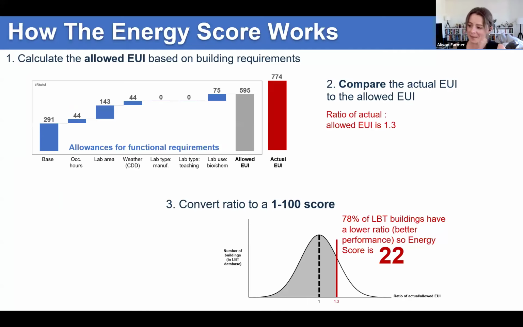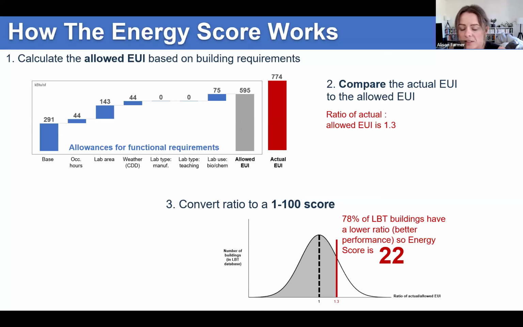However, I'm going to show you an example of how the scoring system works. So say we have a building. What we do in order to calculate its score works like this. We start by allocating it its allowed energy use intensity. We begin with a base allowance. We then add adjustment factors based on the occupied hours of the building, the amount of lab space in the building, the weather experienced during that period, and then some stuff about lab type. Here we have an adjustment because the lab is biology or chemistry versus physics or engineering.